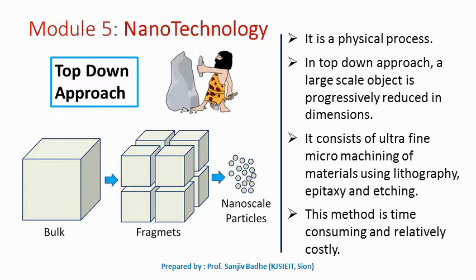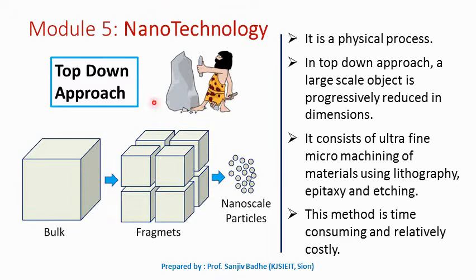For producing nanomaterials, two approaches are used. One is called the top-down approach and the other is called the bottom-up approach. Now the top-down approach is a physical process, and in the top-down approach a large-scale object is taken and it is continuously reduced in size. So a large-scale object is progressively reduced in dimensions. So you can see here this man is breaking this bigger rock into smaller and smaller particles.